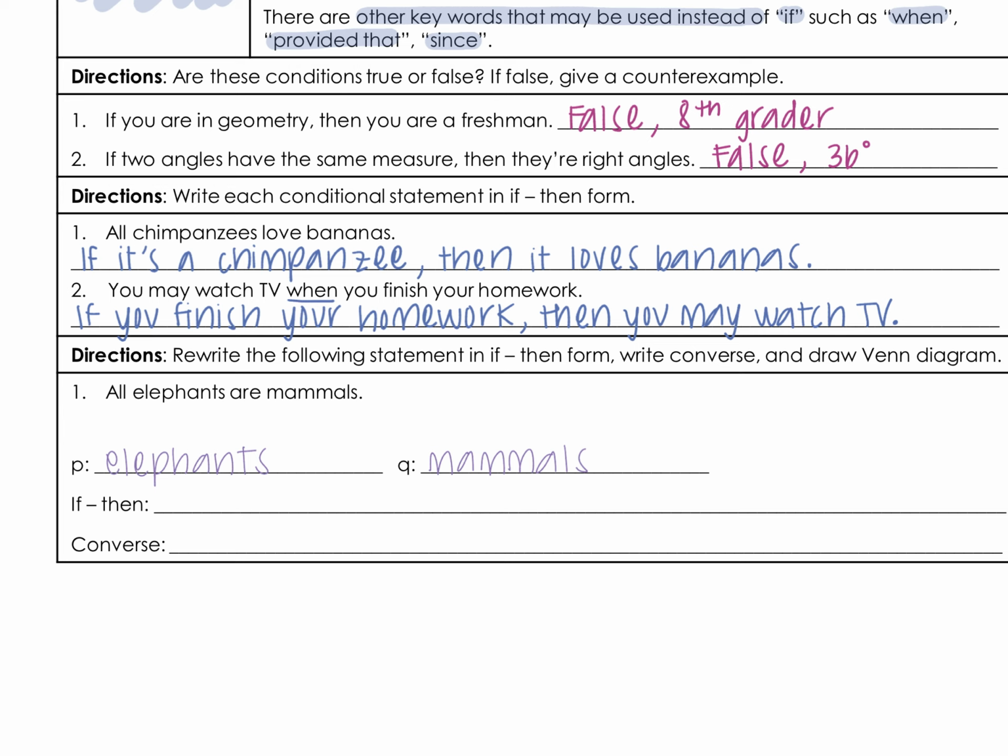Okay, so now that we have that identified, we can easily write this in if-then form, and we can state if it's an elephant, okay, then it is a mammal. Okay, and second to last part is going to be writing that converse. Remember, converse, we are going to switch it. So it should be that Q, then our P. So we've got if it's a mammal, then it's an elephant.